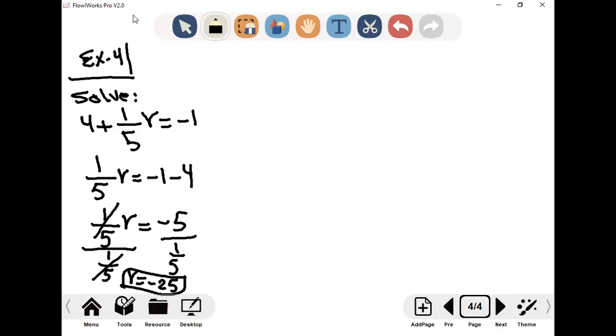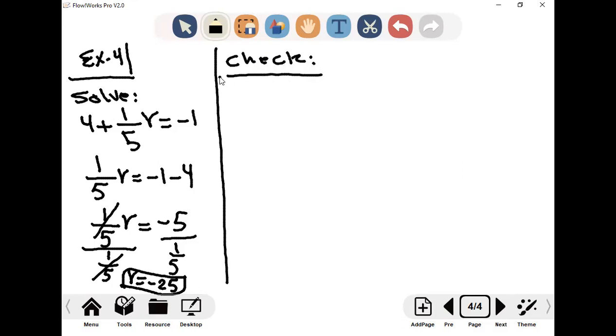Now we have check after this example. Do it by yourself. Page 292. Check after example 4. Solve -2 plus 2/3 W equal 10.